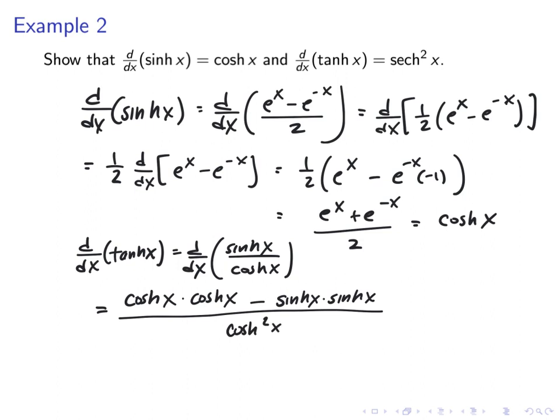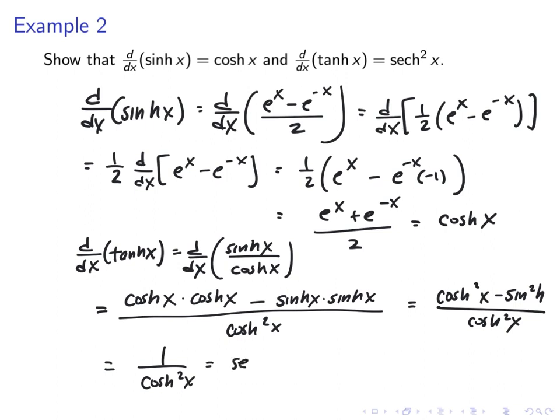But the thing that's okay about this, right, is you have cosh squared minus sinh squared, but that's the Pythagorean identity for hyperbolic functions, right? So that's still equal to 1, which is the same thing as it was in trig. So you get, again, cosh squared x minus sinh squared x over cosh squared x, and that's going to be equal to 1 over cosh squared x, which of course is just hyperbolic secant squared. That's it.